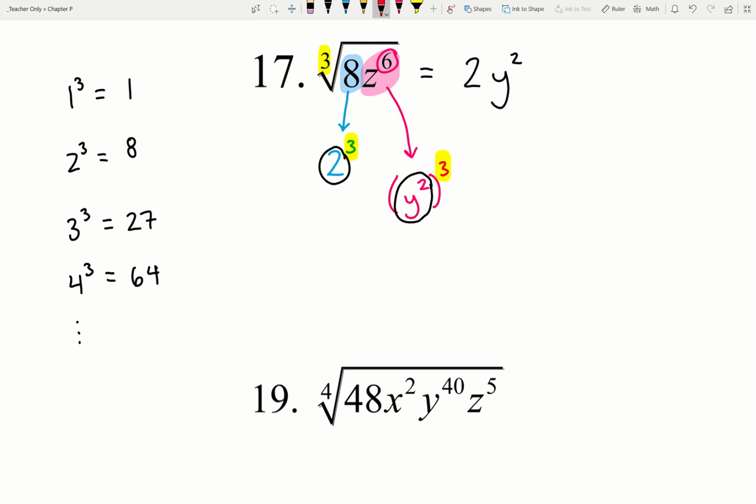And so to finish off the problem, we just have to remind ourselves that if the index is even, we have to include those absolute value bars. If the index is odd, we can leave them off. Here our index is a 3, and that is an odd number, so we don't need the absolute value bars at all. We'll just go ahead and write our result there as 2y squared.